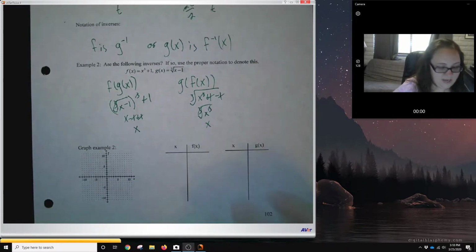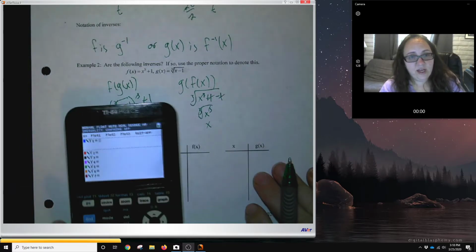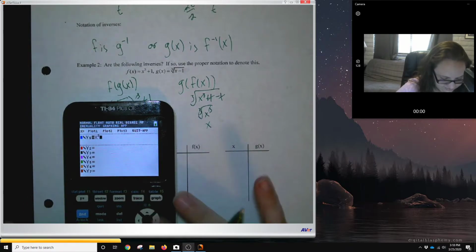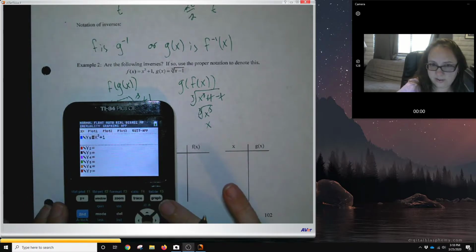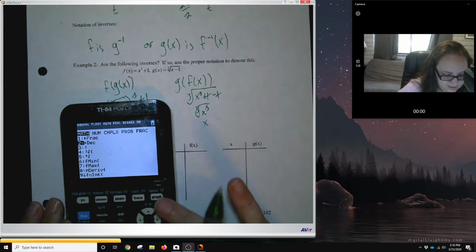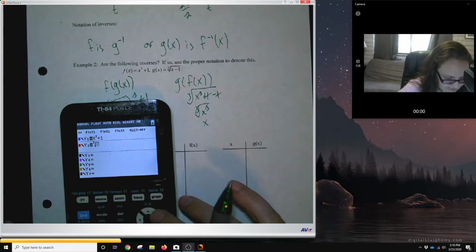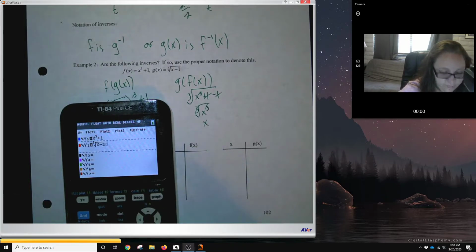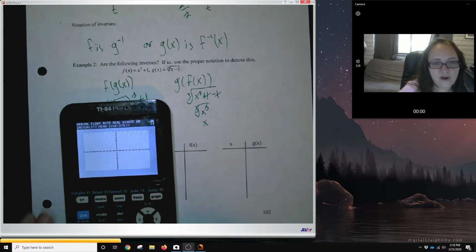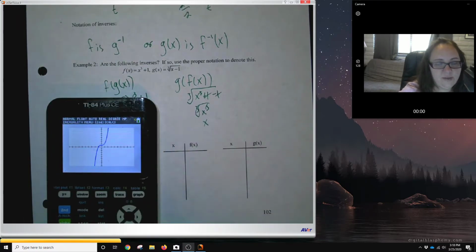Okay. Now, I'm going to graph these in my calculator, but keep in mind that f is a cubic function that has been moved up 1, and g is a cube root function that has been moved to the right 1. So you can sketch those graphs in your notes, but that's my cubic, and here is my cube root.